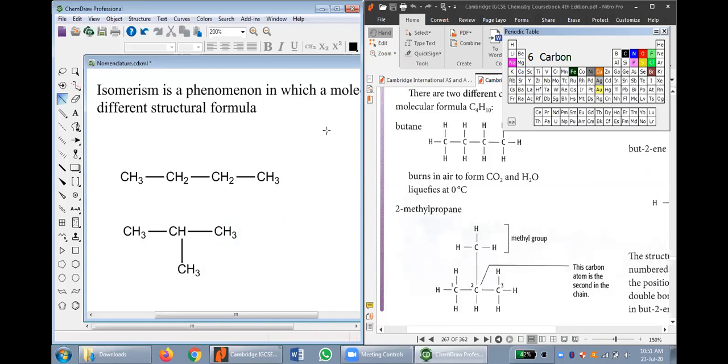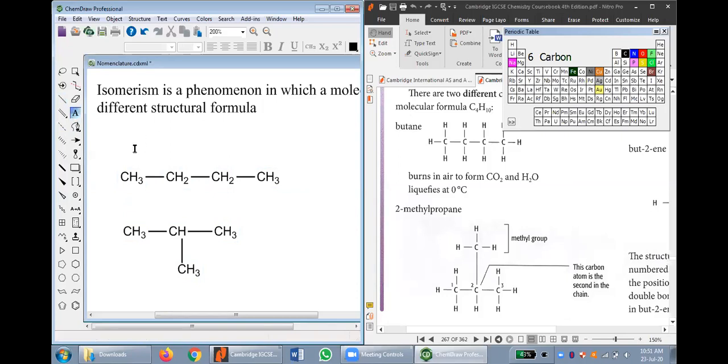Is everyone on the same page with me? Both the formulas have 4 carbon atoms and 10 hydrogen atoms. But if you take a look, we call this one butane: 1, 2, 3, 4 carbons of but and singly bonded ane. So butane. Take a look at this one. This is a straight longest chain, and there is a branch. The branch has 1 carbon atom, and it is present in position 2. So this would be 2-methyl propane.